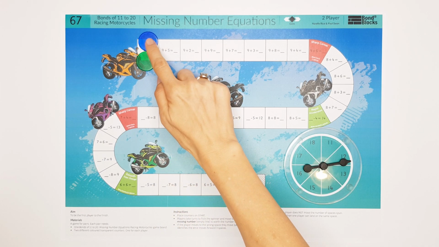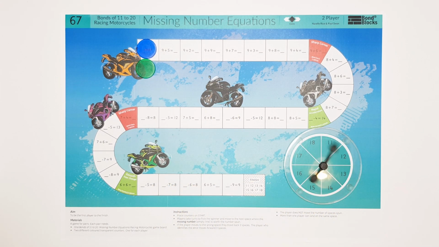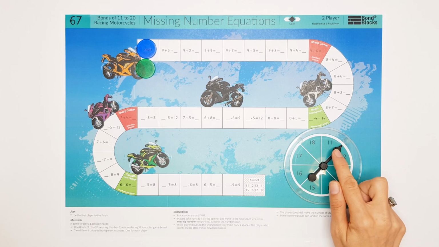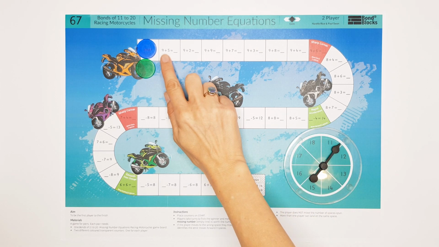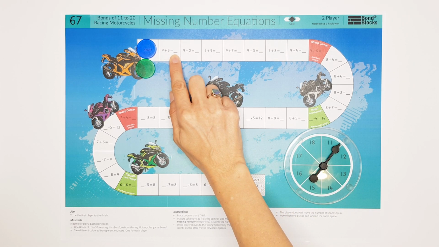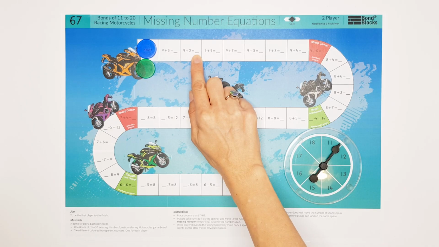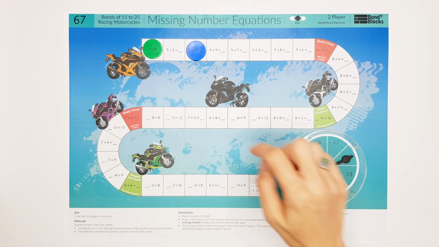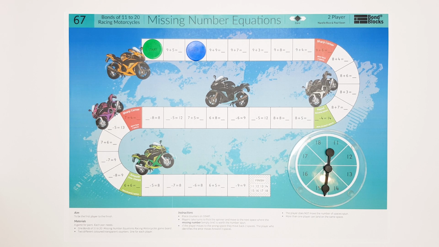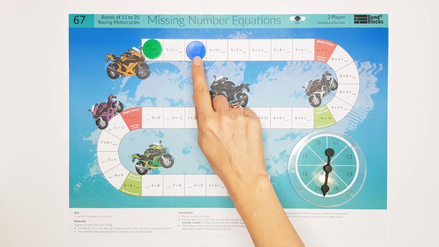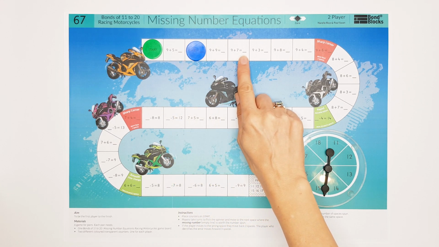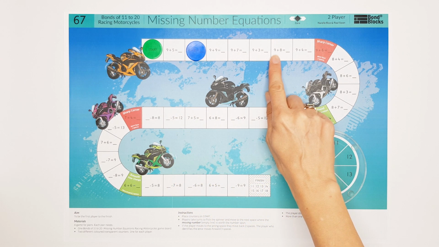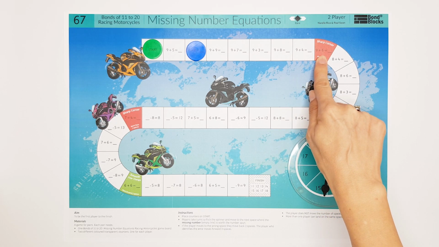Let's begin. The blue player can go first. They spin 11. They need to move to the next space where the missing number is worth 11. The green player has their turn. They move to the next space that is worth 15. They check each square as they go along, and the next space that is worth 15 is here.